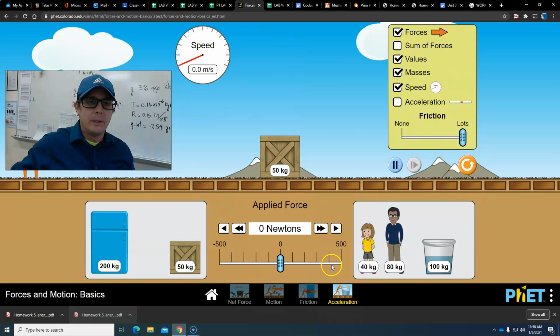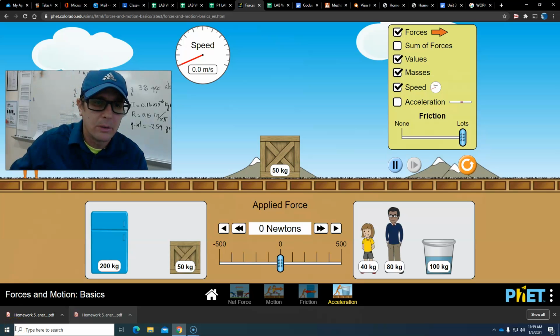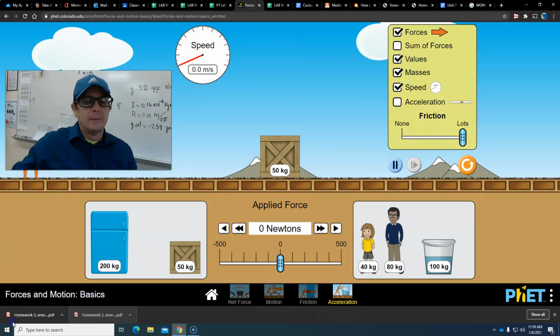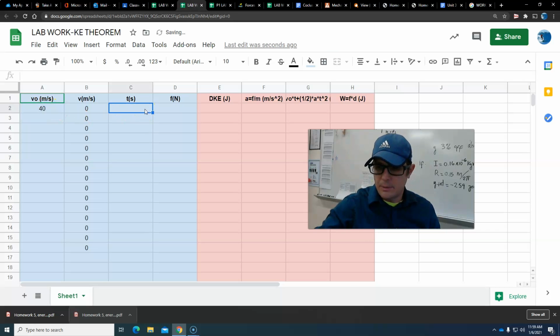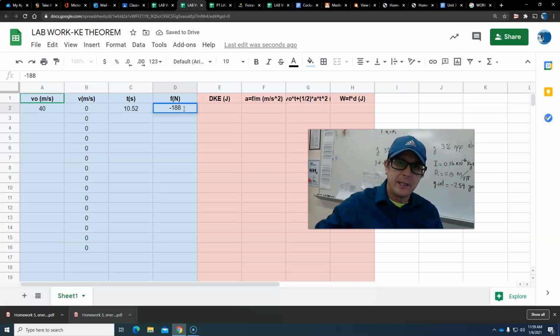And now let me pause the video and put that into the document to show you how you need to record this. So this is the cheat file where you're going to put the data. You can see the first velocity was 20 meters per second, and it took about 10.52 seconds to come to a stop, and the friction was negative 188 newtons if you set the simulation to the maximum value of the friction. The blue columns are the measurements, the red columns are the calculations.